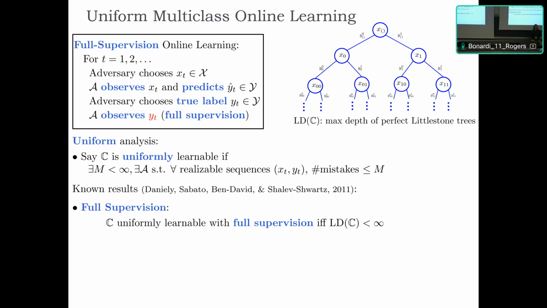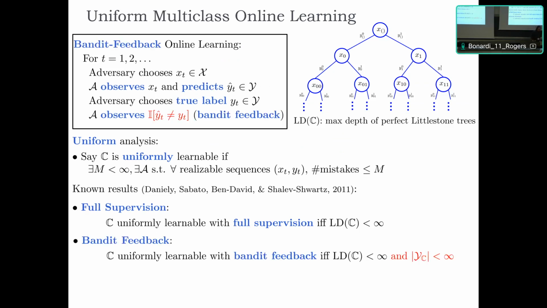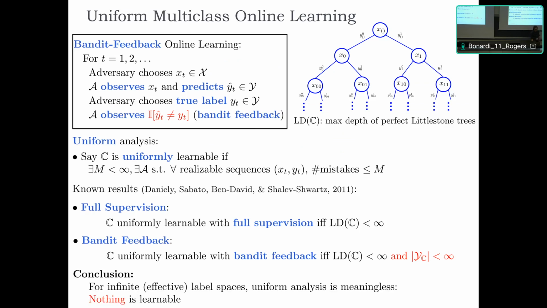Let's see, what's known about uniform analysis. For full supervision, it's known that any concept class is uniformly learnable with full supervision if and only if the Littlestone dimension is finite. And in the Bandit feedback variant, it's known that any given concept class is uniformly learnable with Bandit feedback if and only if the Littlestone dimension is finite and the effective label space size is finite. So there's an additional constraint in the Bandit feedback setting, and the conclusion here is that there is a difference between full supervision and Bandit feedback in the uniform analysis.